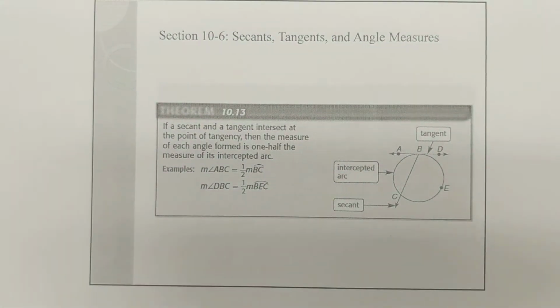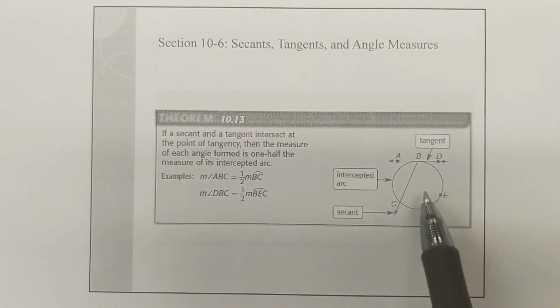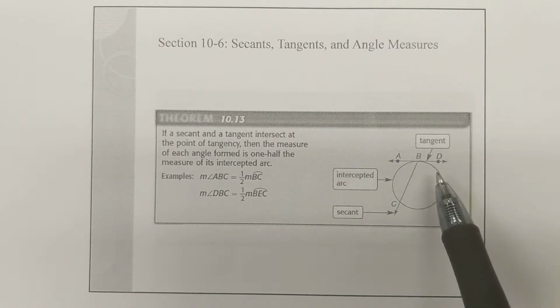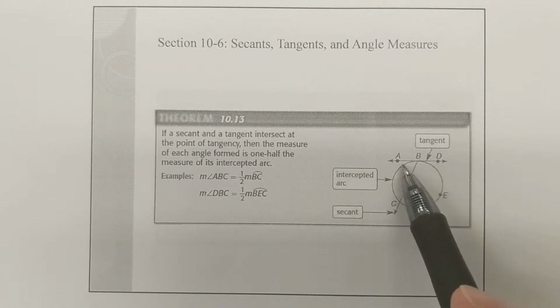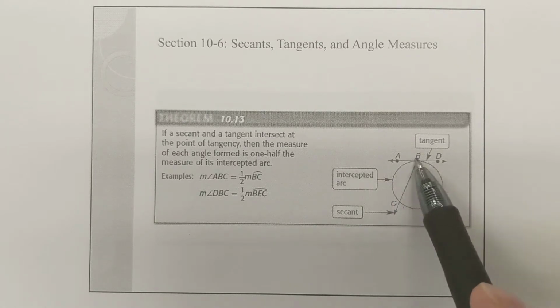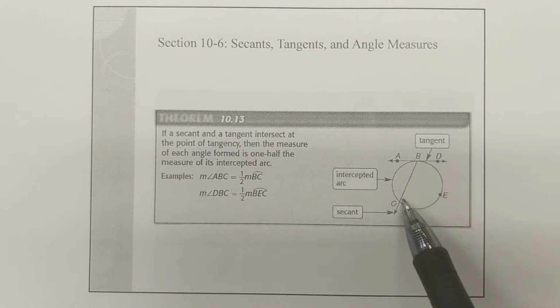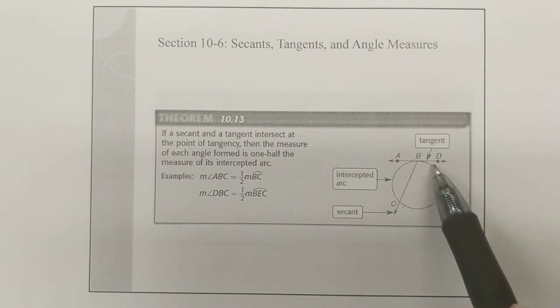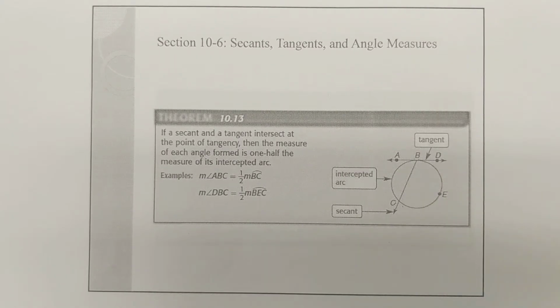Okay, so theorem 10.13 is what happens if the lines intersect on the edge of the circle. If that's the case, the angle is half the arc. This is actually a special case of an inscribed angle. So for example, angle ABC is 1/2 of arc BC. Angle DBC is 1/2 arc BEC.